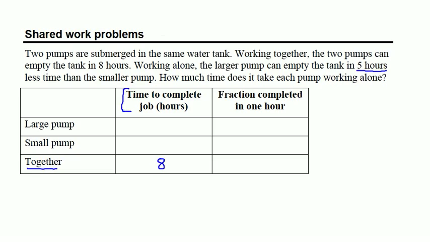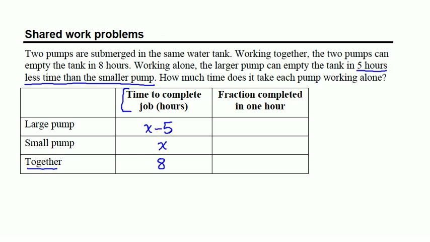Working alone, the larger pump can empty the tank in 5 hours less time than the smaller pump. We have to be careful with this information. This doesn't give us the exact time for either pump, but rather tells us how they are related. This means that if the small pump requires x hours to complete the job, the large pump would require 5 hours less time, which comes out to be x minus 5.